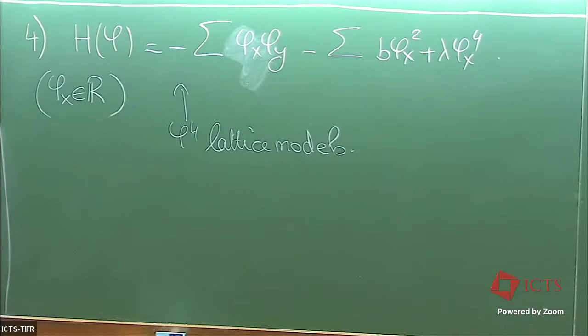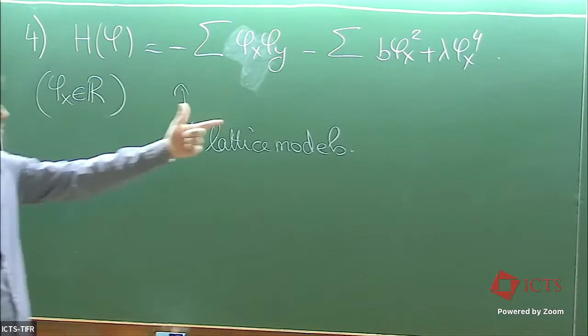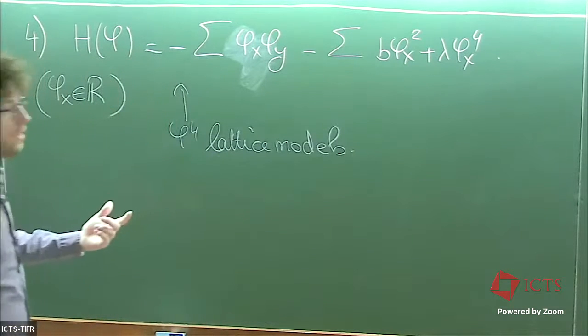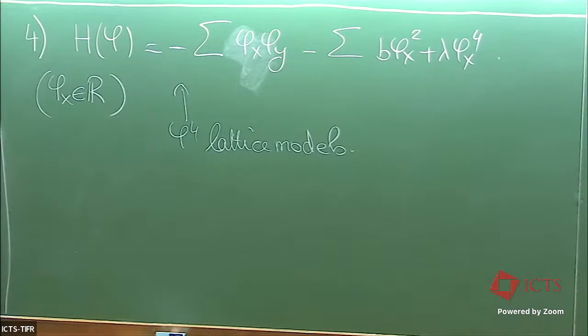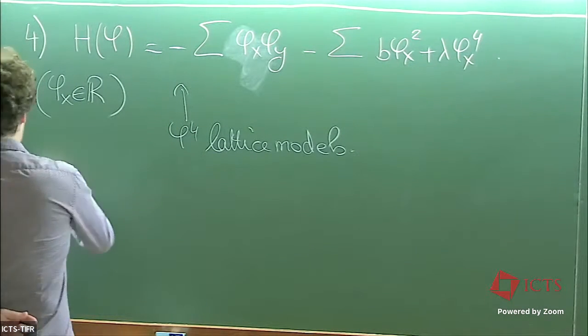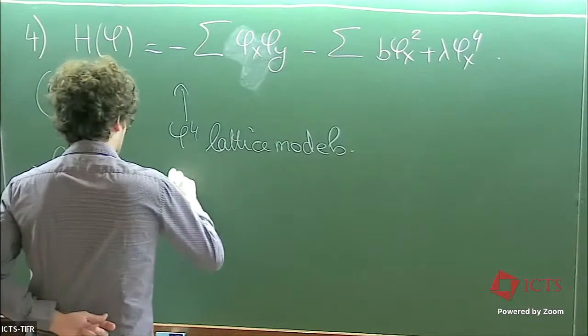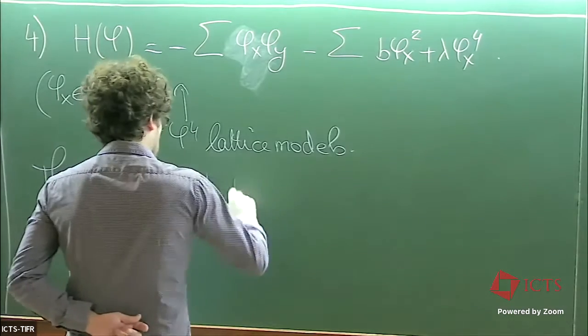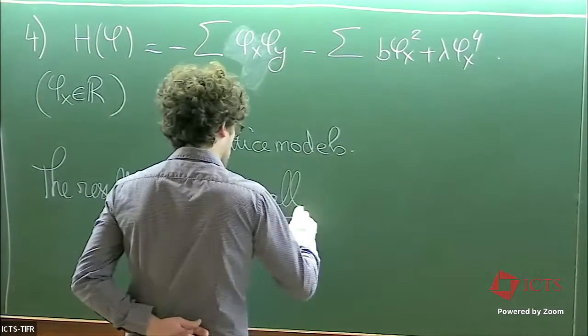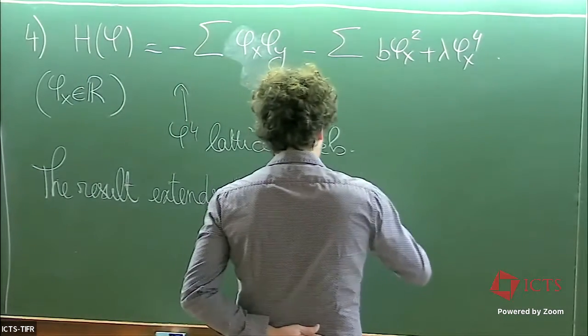And it doesn't come as a surprise that if you manage to prove this for the most correlated system, the system for which this second part is the worst, then in fact you manage to do it for every phi 4 lattice model. So the result extends to all phi 4 lattice models.